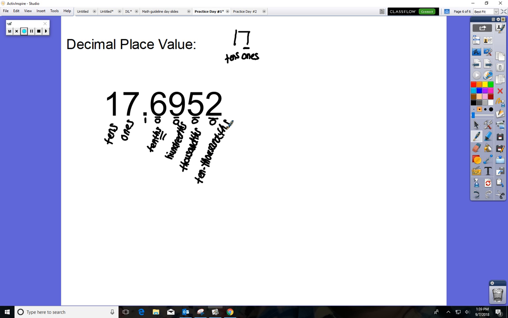Okay, so just a quick review of decimal place value. We will be revisiting this throughout the year, as well as some of those other concepts that we talked about today.